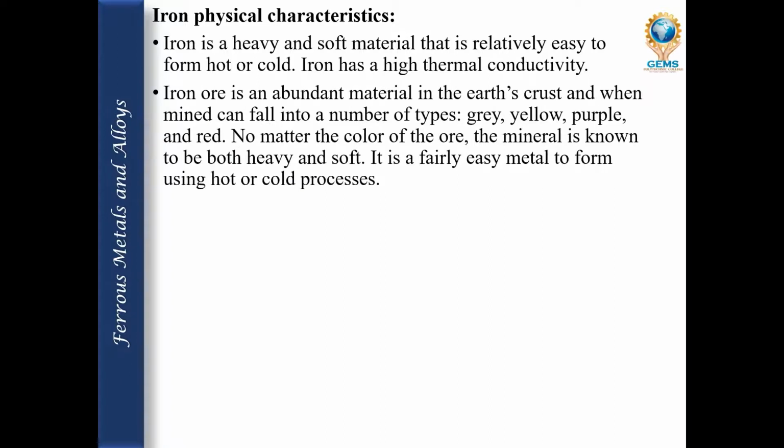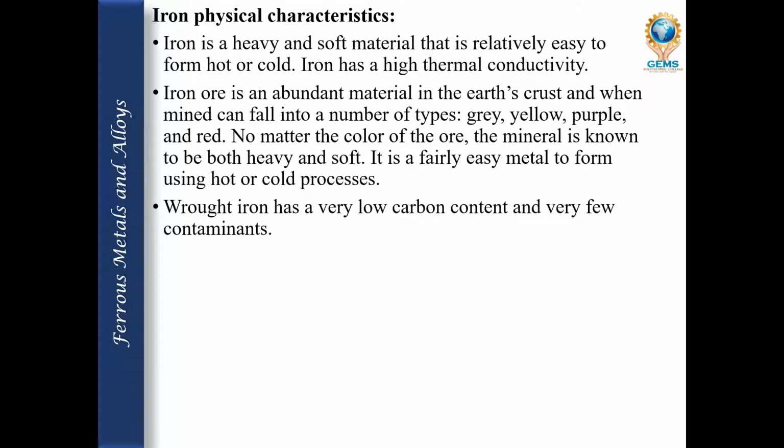Next, iron ore is an abundant material in the earth's crust, and when mined can fall into a number of types: gray, yellow, purple and red. No matter the color of the ore, the mineral is known to be both heavy and soft. It is a fairly easy mineral to form using hot or cold press. Basically, in our soil, iron content can be found easily.